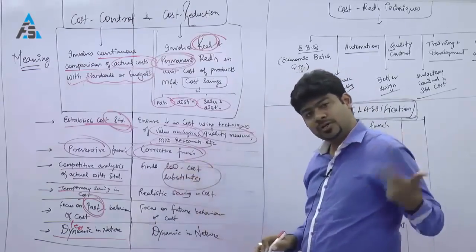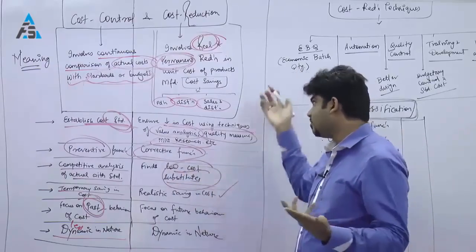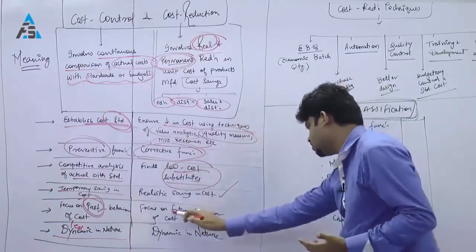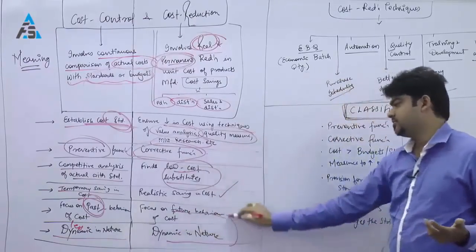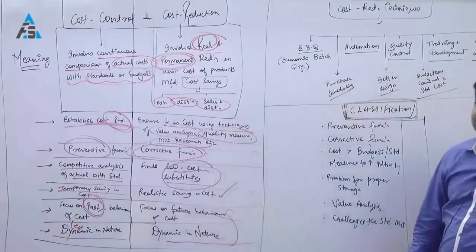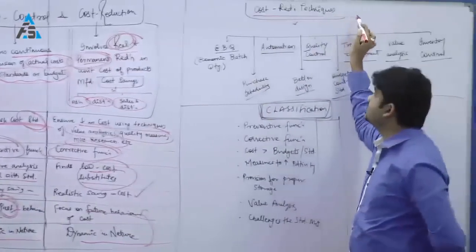How do you reduce cost? One of the ways is by finding substitutes. Realistic saving in cost is what happens in cost reduction. The focus is on future behavior, and it is obviously more dynamic in nature, and therefore it is focusing on the future behavior of costs. Correct.